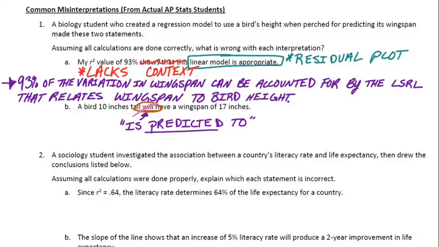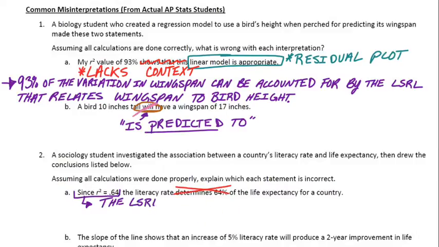Number two, a sociology student investigated the association between a country's literacy rate and life expectancy, then drew the conclusions listed below. Assuming all done properly, explain why each statement is incorrect. The first statement, part A, says, since R-squared equals 0.64, the literacy rate determines 64% of the life expectancy for a country. Okay, that's definitely incorrect because we can't say that R-squared determines 64% of the literacy rate.